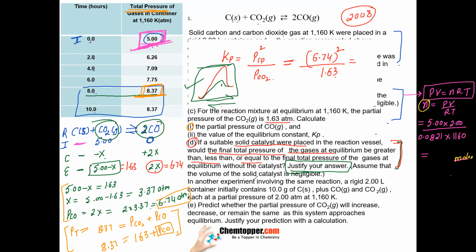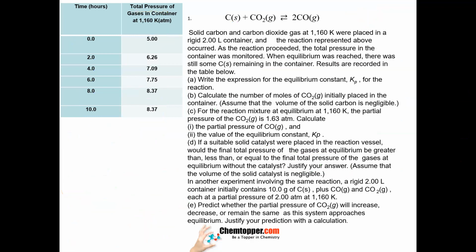Can we do this part now? I'm going to clear this because now we don't require all these things. Now we are on this part, the E part, the last part of the question. Ready, children? I'm writing the equation here. Read the question and tell me, do I need a RICE table to answer this question?